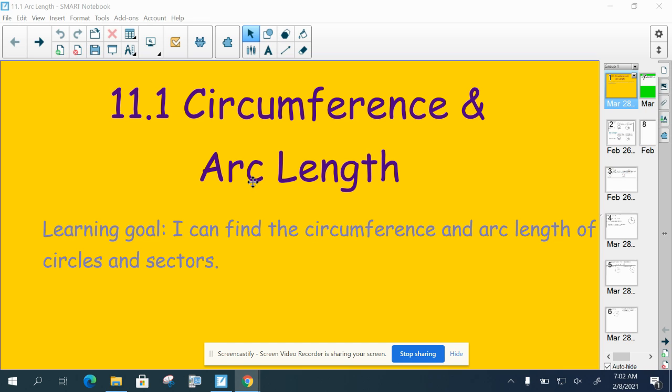Everyone, this is lesson 11.1, Circumference and Arc Length. You might be wondering why we did 2 lessons in Unit 10 and then now we're jumping to Unit 11. However, as you will go through this lesson, you'll see why we incorporated it, because we talked about the measure of the arc, which is the angle, and now we're just going to talk about the length of the arc.